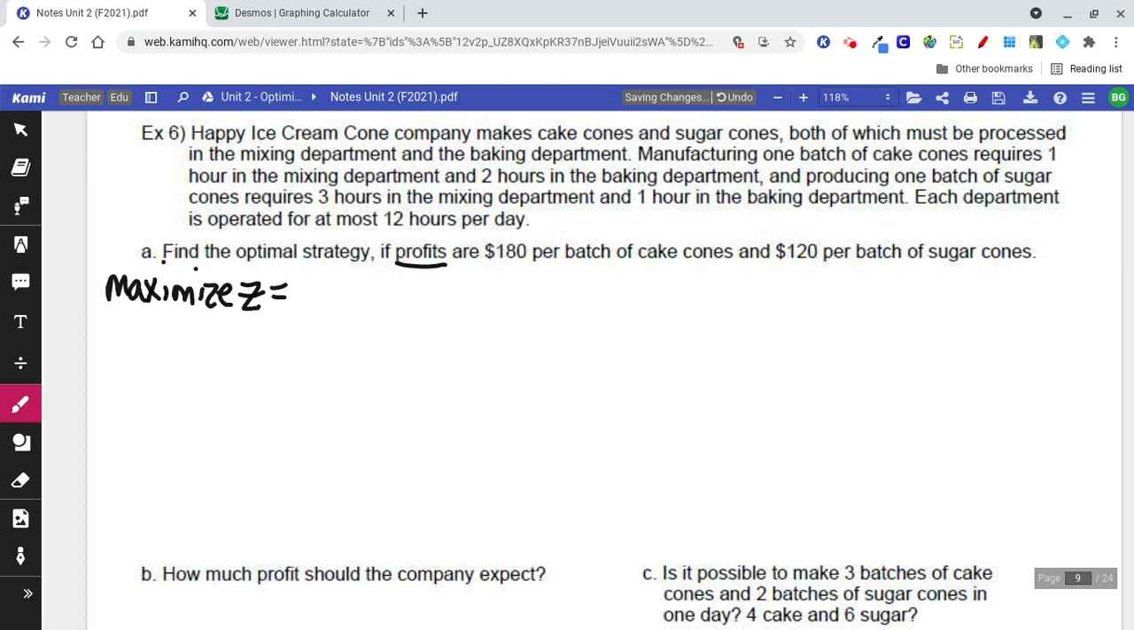Well, this one's kind of laid out weird, but in this one, we're talking about cake cones and sugar cones, but they're giving me the profit statement right here. $180 per batch of cake cones and $120 for sugar cones. So 180x plus 120y.